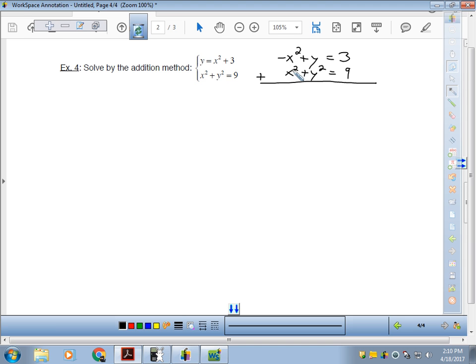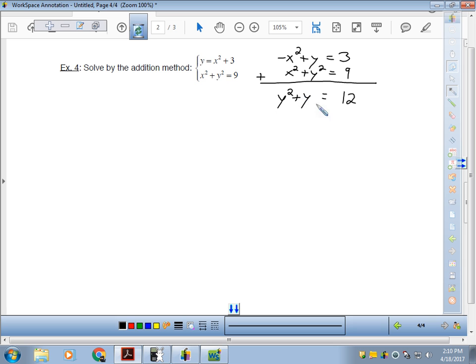Negative x squared and positive x squared, those cancel out. Y plus y squared, these are two different things. This has a square on the bottom, this one on top does not. So since they don't have the same power, you really can't combine them together. So all you're really going to get is y squared plus y equals, on the right hand side you have 3 plus 9, so that's going to be 12.